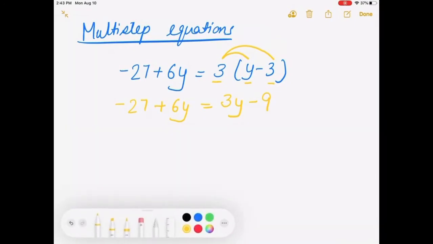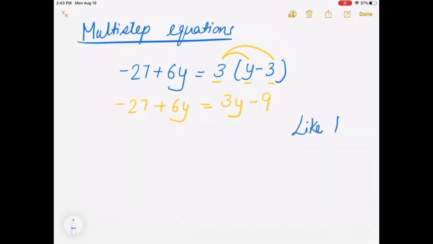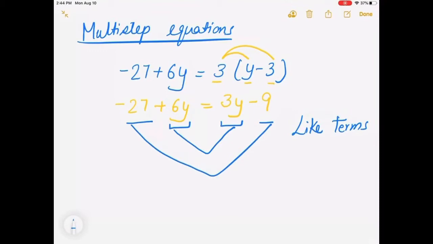Next, the rest is pretty much combining like terms. When I say like terms, it means the terms have the same variable, or a constant is a like term to another constant. Same variable would be like term to the same variable. So here, I see 6y matches up with 3y, so those two are going to be together. We need to combine them. This constant goes with this constant, so I need to combine these together.